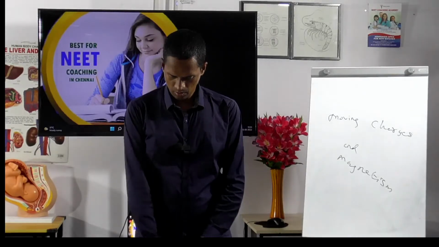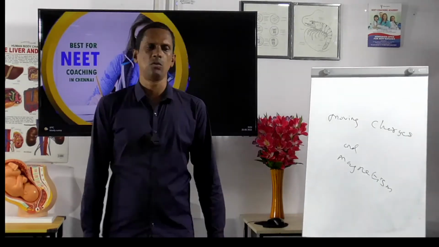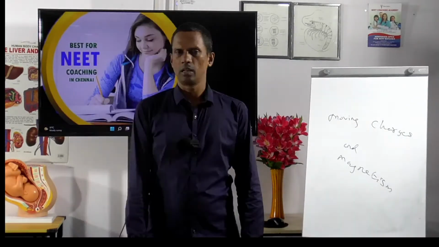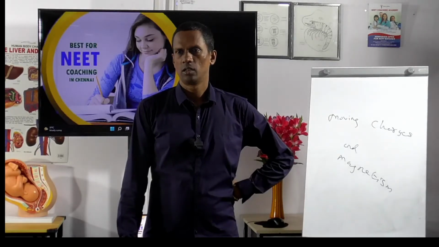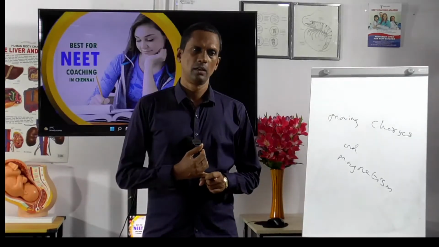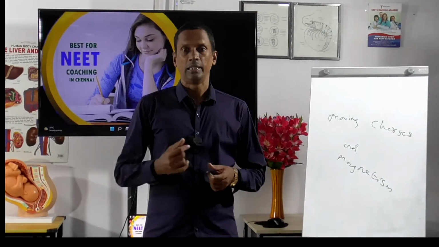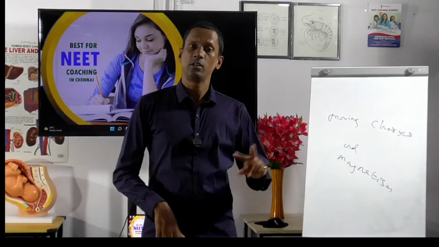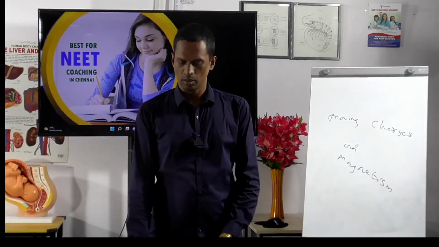Then galvanometer. What is the purpose of galvanometer? It can measure both current as well as voltage. What is an ammeter? Only current, it cannot measure voltage. Then what is a voltmeter? Only voltage, no current. But a galvanometer can measure both current and voltage.